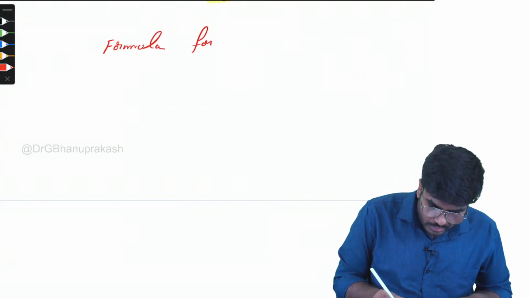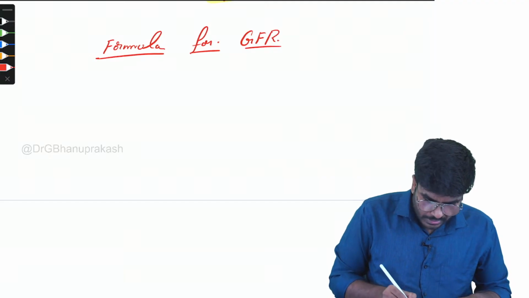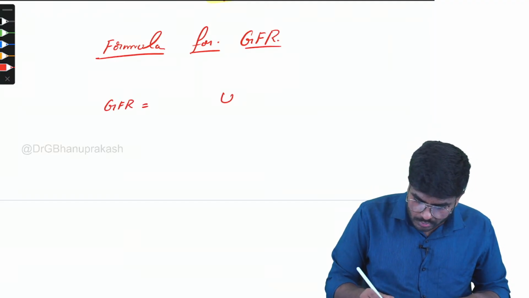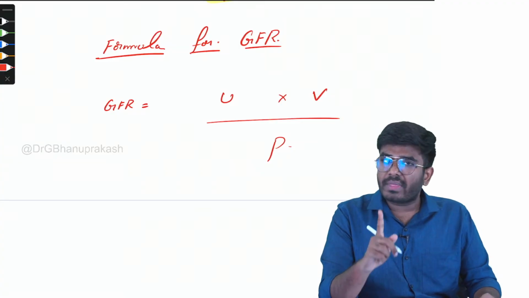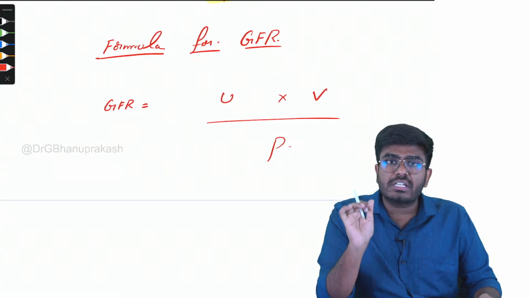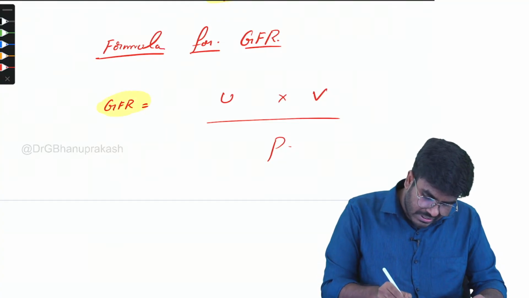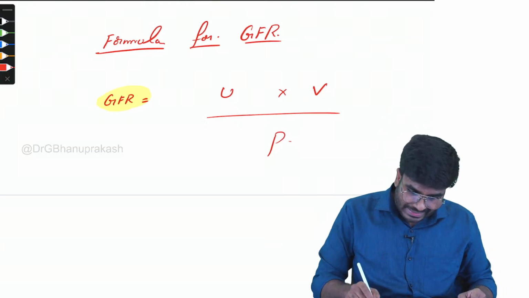Formula for glomerular filtration rate. The formula is GFR is equal to UV by P. If you want to remember one formula from the entire renal physiology, at least remember this one thing. Okay, the formula is GFR, or the same formula can also be used for calculation of clearance.